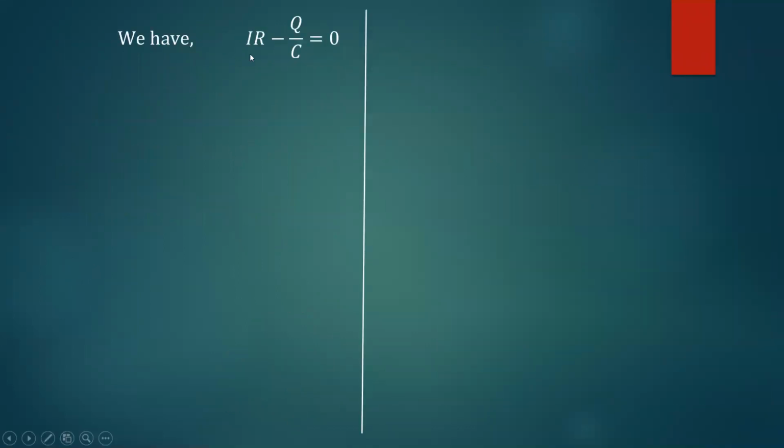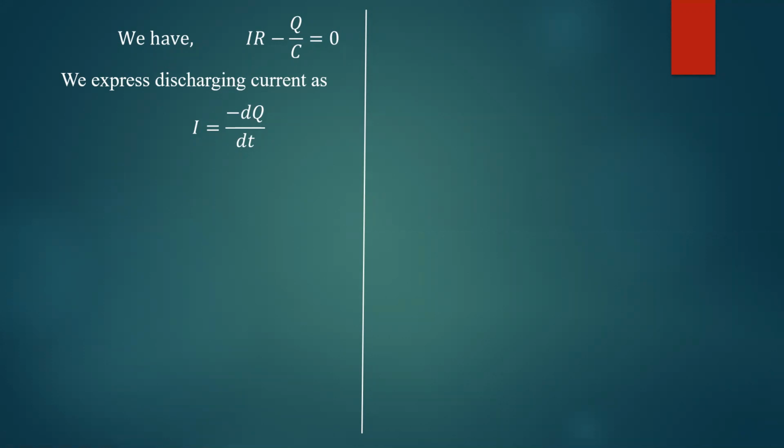We have this equation IR minus Q by C equal to 0. But we have I equal to minus dQ by dt. Why is the minus sign taken? Because it is a discharging process. In the discharging process, the charge keeps decreasing. Change in charge is negative. dQ is negative. That's why minus dQ has to be taken.